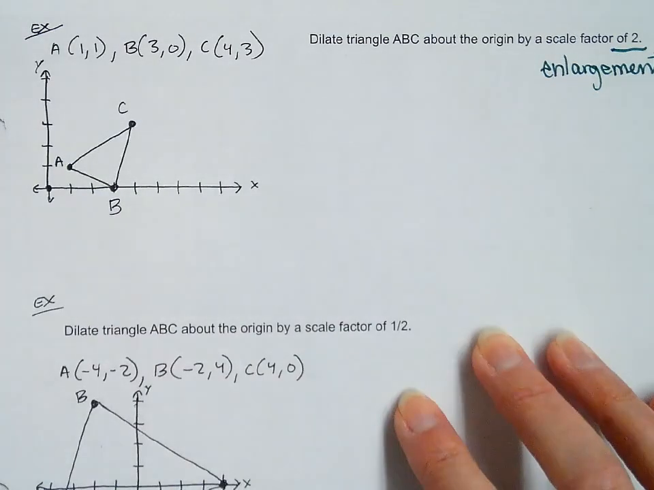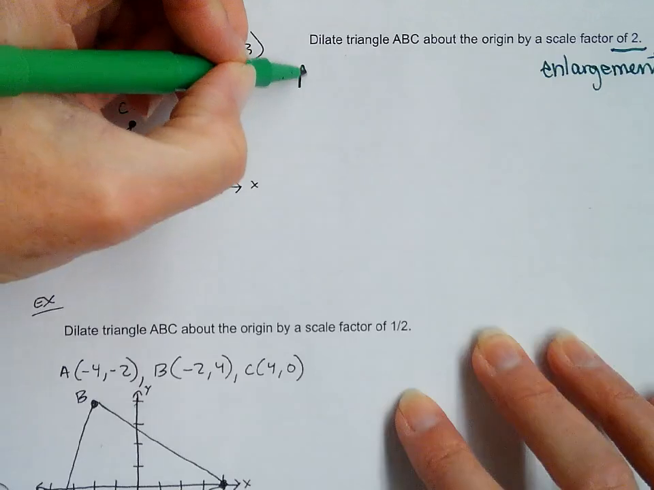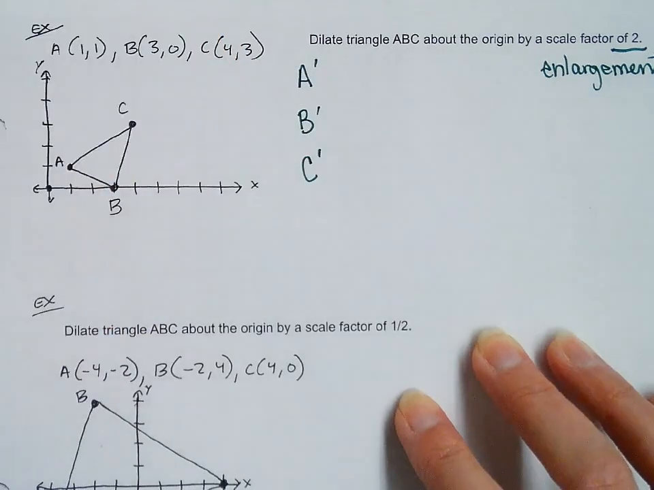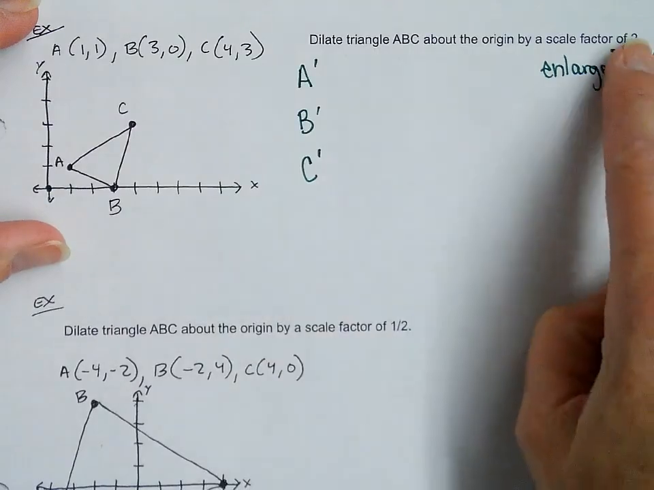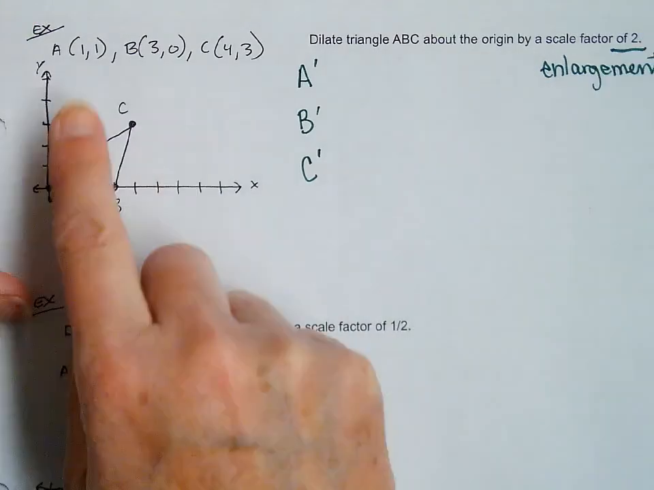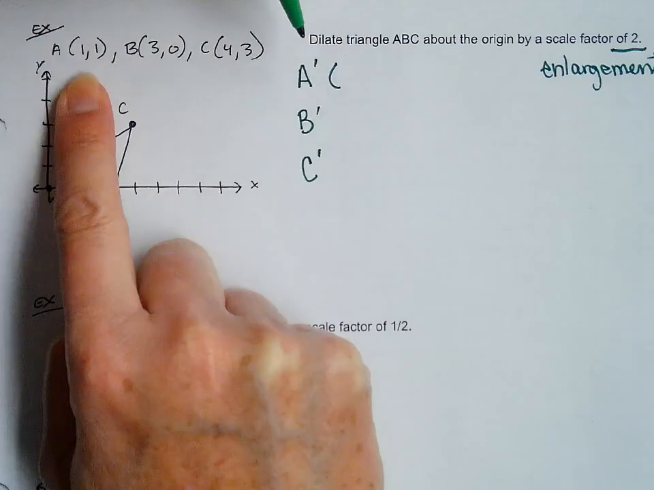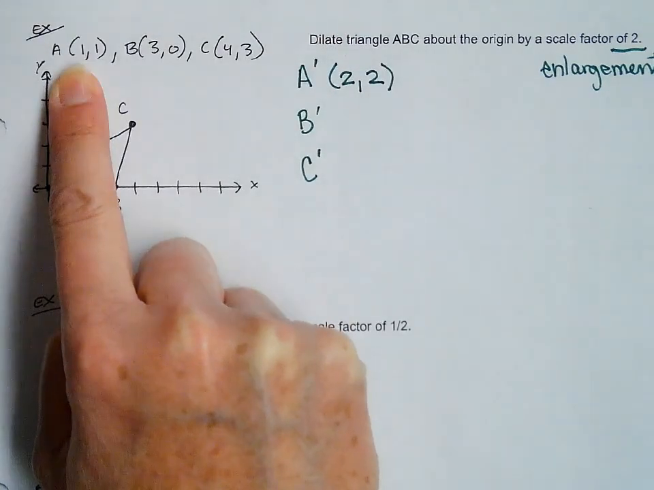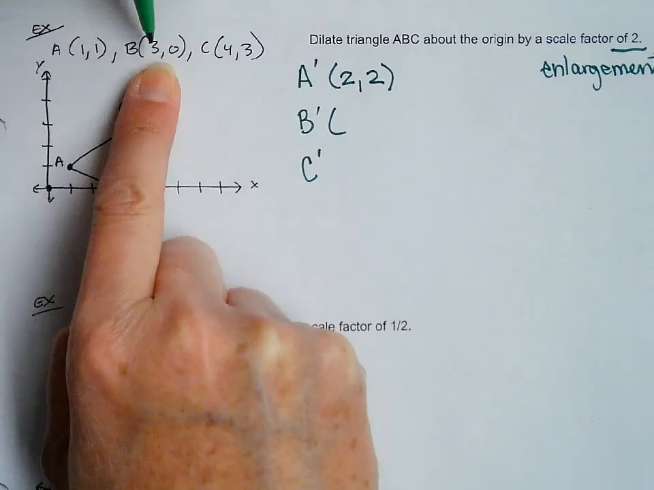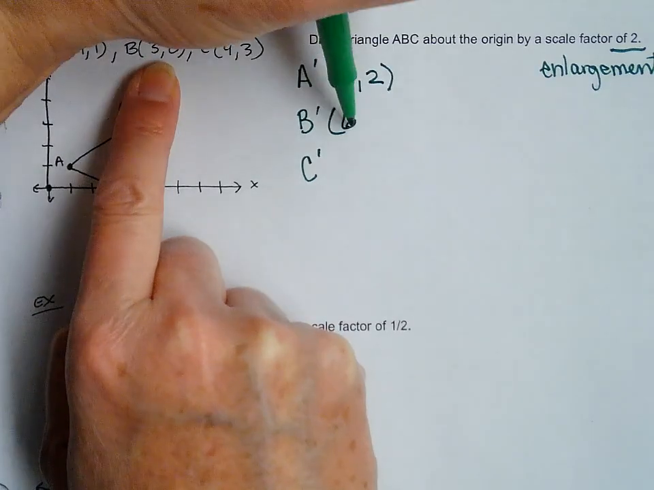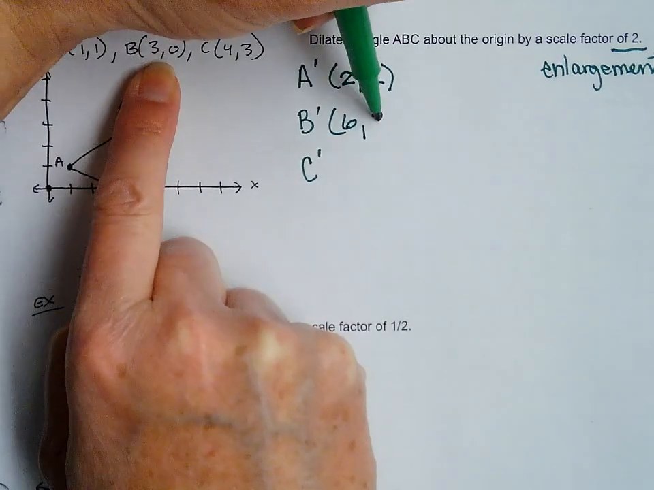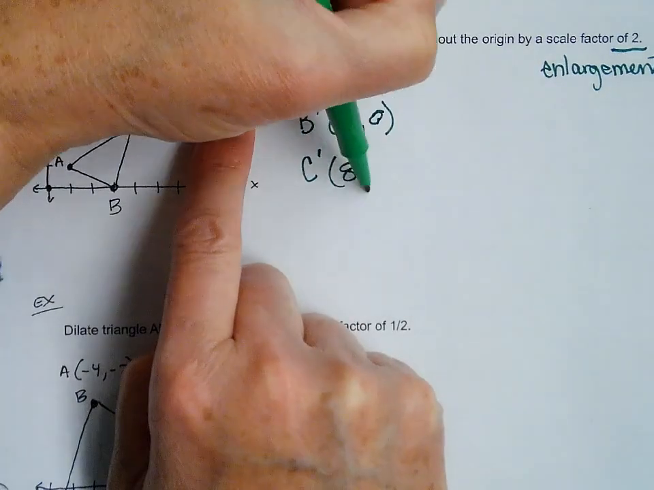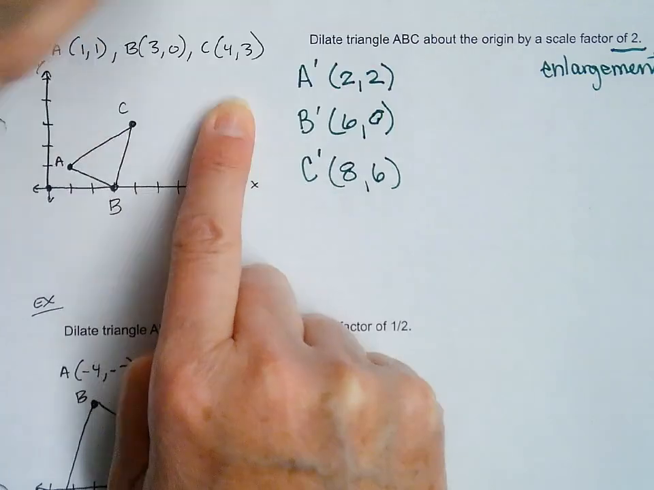And this isn't that complicated. We're going to take each of our points from the pre-image and we're just going to double everything. We're going to multiply them all by 2. So our (1, 1) point, 1 times 2 is 2, and 1 times 2 is 2. Here we have 3 times 2, which is 6, and 0 times 2, which is 0. And then we have 4 times 2, which is 8, and 3 times 2, which is 6.